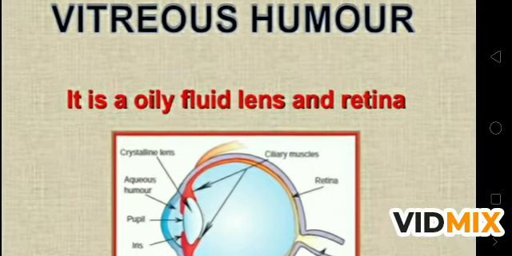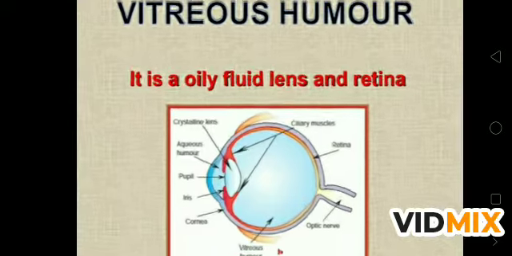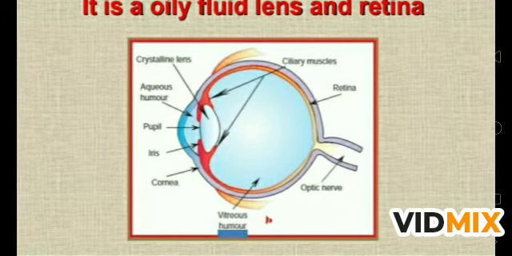Next is vitreous humor. It is an oily fluid between the lens and retina. If you see in this diagram, it is underlined with a blue line, and it makes the eye spherical in shape. It helps the eye to be spherical in shape, and its density is different from the aqueous humor.